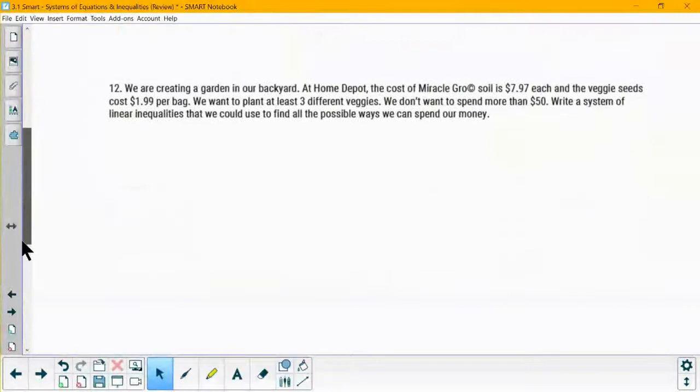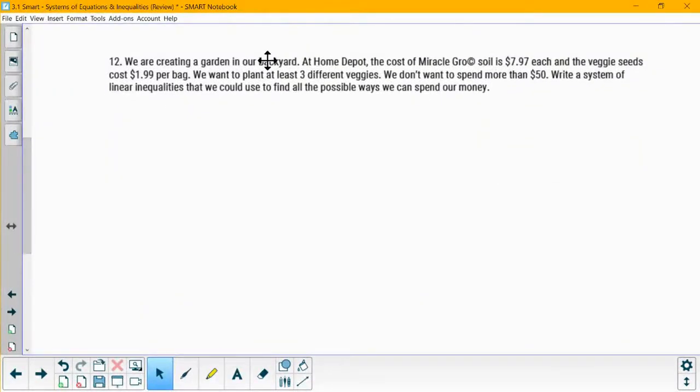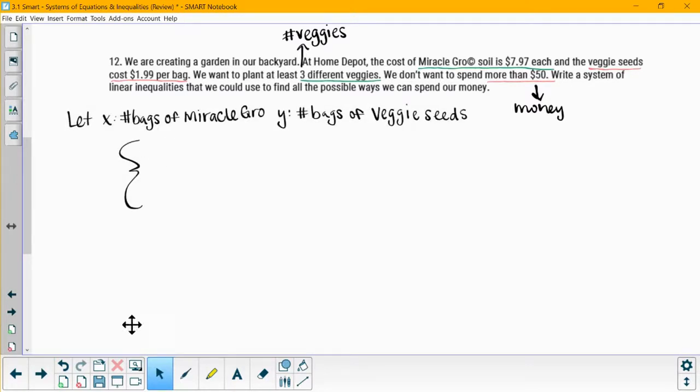For number 12, we are going to create a garden in our backyard. At Home Depot, the cost of Miracle Grow soil is $7.97 each, and veggie seeds cost $1.99 per bag. We want to plant at least 3 different veggies. We don't want to spend more than $50. Write a system of linear inequalities that we could use to find all the possible ways we can spend our money. So again, we are going to first define our variables.